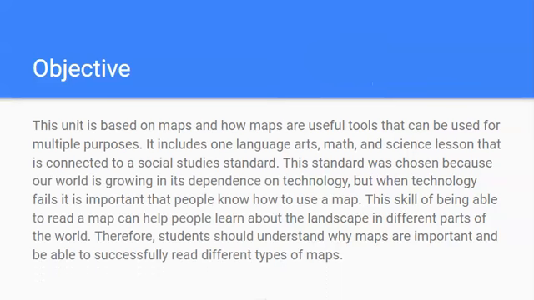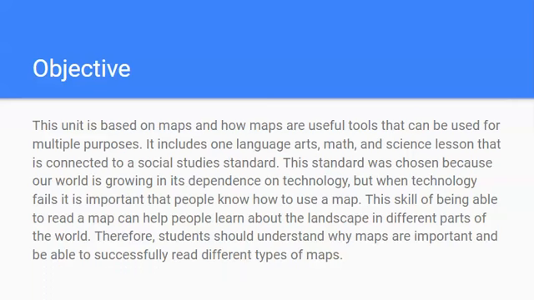The objective of this unit is based on maps and how maps are useful tools that can be used for multiple purposes. It includes a language arts, math, and science lesson that are all connected to that social studies standard as explained before. The standard was chosen because our world is growing in its dependence on technology. But when technology fails, it's important that we can go back on those basic skills of being able to use a map, knowing how to tell directions, and other examples like that.